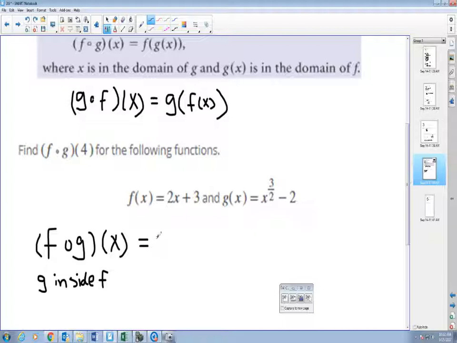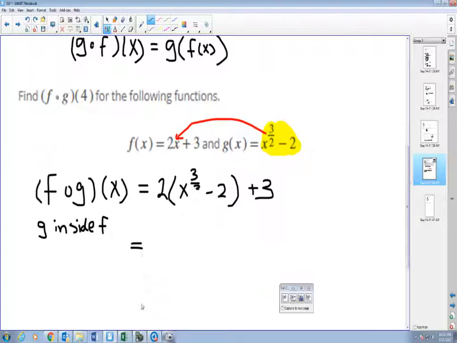So I will take whatever my function g is, and substitute into function f wherever I see an x. There's only one right there. I will put it right there where the x is. So normally my function f says 2 times x. Now you will say 2 times x to the 3/2 power minus 2. And then don't forget, my function f still has a plus 3 there.